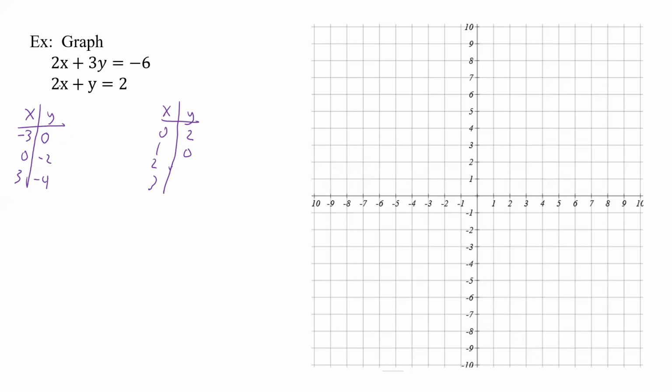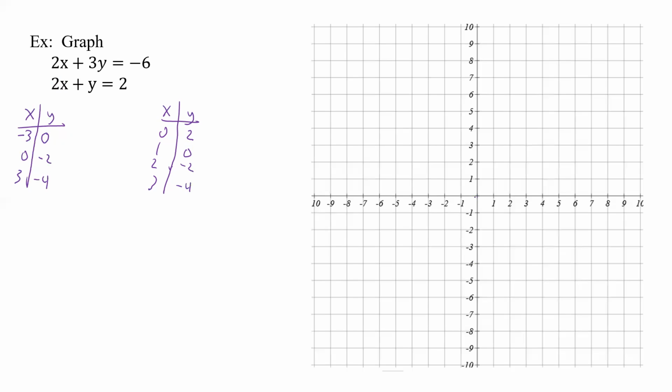Now, if we plug in 2, that's going to be 4. Subtract it here, that's going to give us a minus 2. And if we plug in 3, that's 6. And subtract it over here, that's going to be a minus 4. And so we have that. All right, so now let's plot our points.